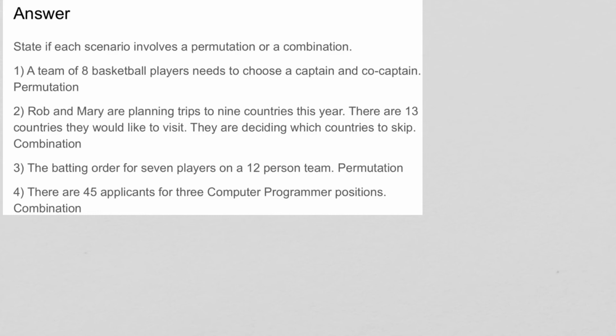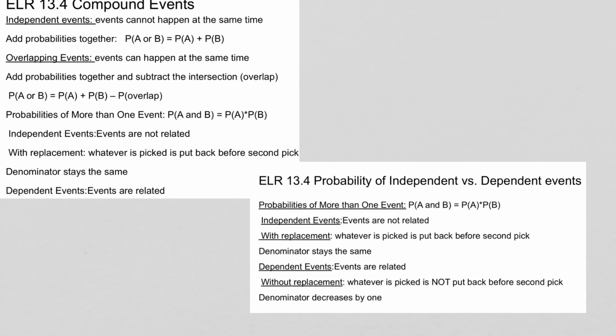It's a combination. Okay, here's a review of the 13.4 ELR when we have compound events versus independent versus dependent events and overlapping. You should have these in your notes, but I wanted to go through them again for you here. So independent events, these are events that are totally separate from each other. They can't happen at the same time. So to get this answer, you're going to be adding the probabilities together. So if I'm rolling a die and flipping a coin, those have nothing to do with each other. You'd find both and add them up.